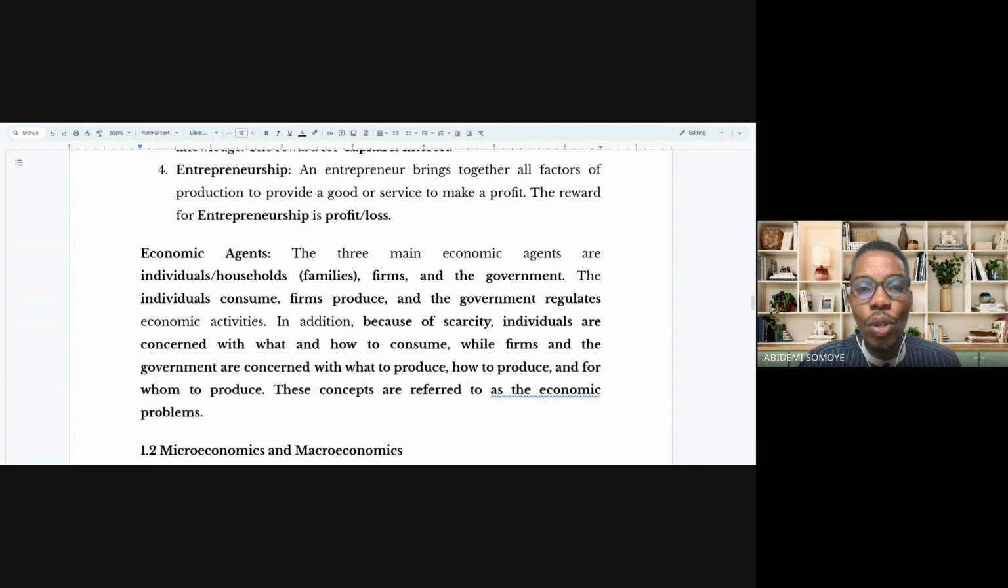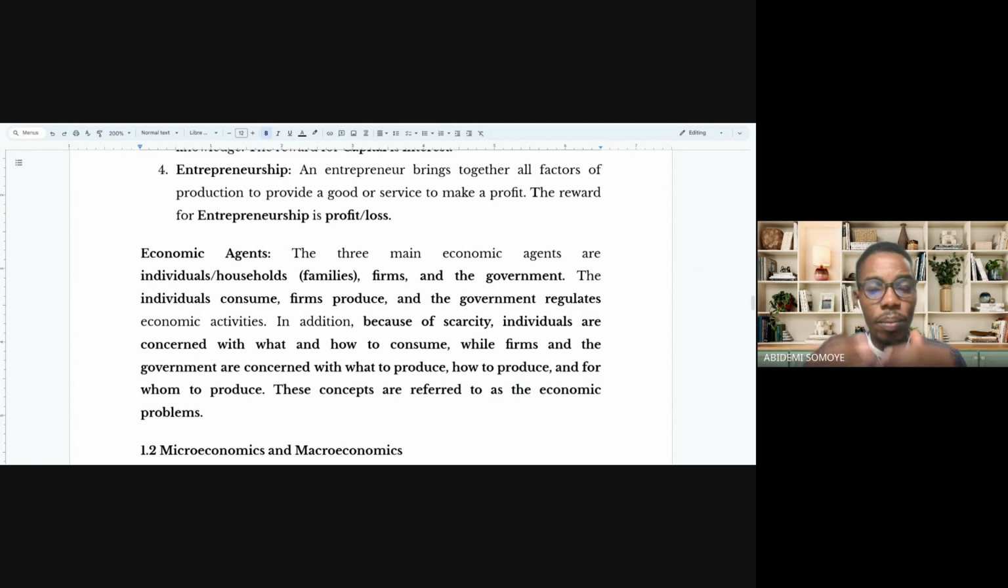So I said individuals consume, firms produce, and the government regulates economic activities. In addition, because of scarcity, individuals are concerned with what and how to consume, while firms and the government are concerned with what to produce, how to produce, and for whom to produce. These concepts are referred to as economic problems.